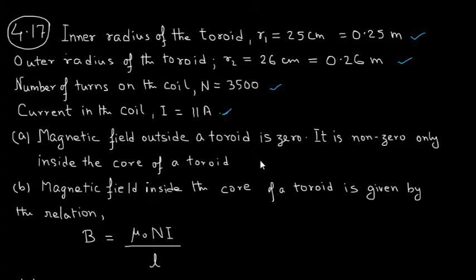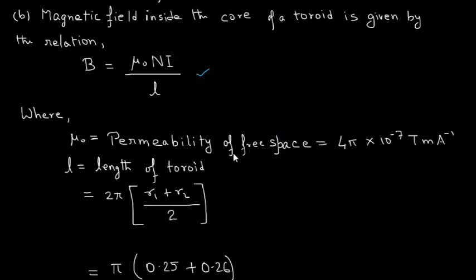Magnetic field outside the toroid is 0. It is non-zero only inside the core of the toroid. Magnetic field inside the core of a toroid is given by the relation B is equal to mu naught N I upon L, where mu naught is equal to permeability of free space is equal to 4 pi multiplied by 10 to the power minus 7 T m per A. L is equal to length of the toroid is equal to 2 pi times (R1 plus R2) upon 2.